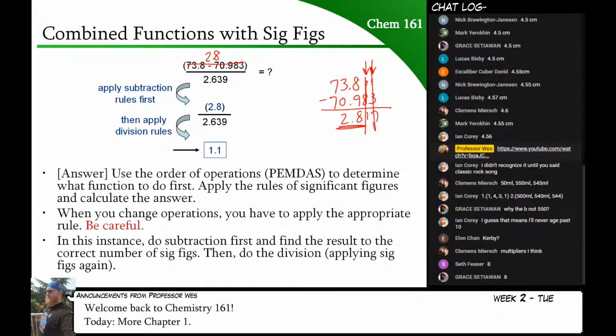This is the part that gets Chemistry 161 students, is you look at this and you want to apply the multiplication rules to everything because it's the easier one, right? And so you do the subtraction and then you don't notice that, oh, that subtraction reduced or increased the number of sig figs I have. If it was addition, it would increase. Addition and subtraction are weird.